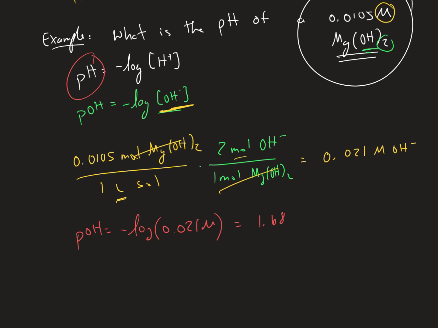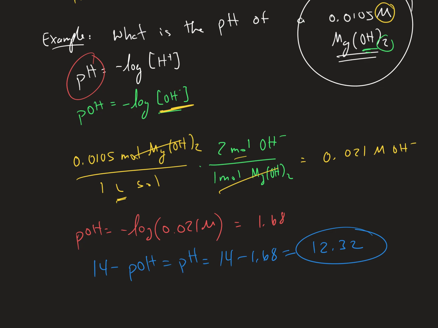How do you find pH if you know pOH? There's another formula. 14 minus the pOH is equal to the pH. Good? You don't have to memorize that. It's on your reference sheet. You just have to know how to use it. So 14 minus 1.68, and that's going to give us 12.32. That's my pH. Do you see how you can step your way through it without the mole roadmap?